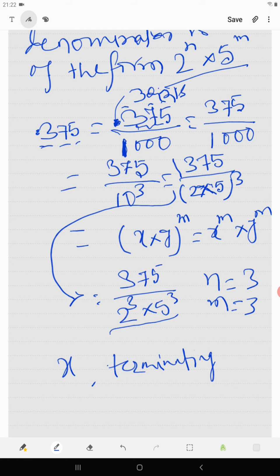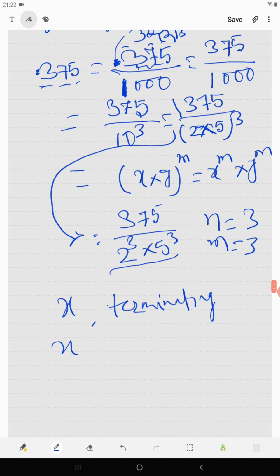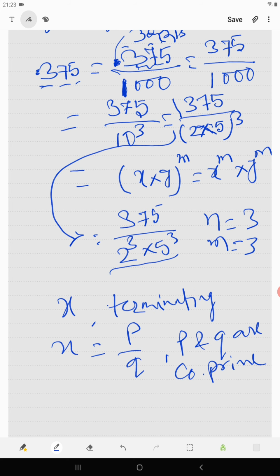Okay, whose decimal expansion is terminating, then x can be represented in the form of p by q, where p and q are co-prime, and the prime factorization of q, of course, means q can be represented in the form of 2 to the power n into 5 to the power n. Correct? This is opposite of what we did in the terminating.